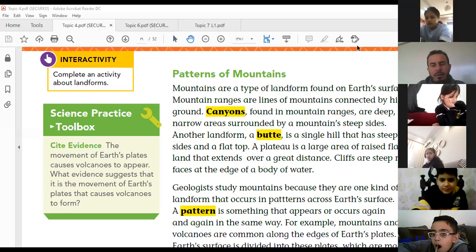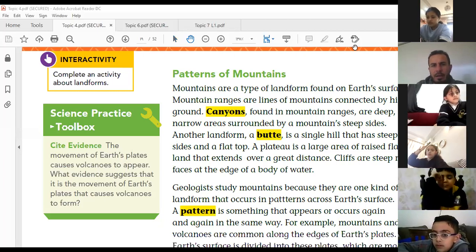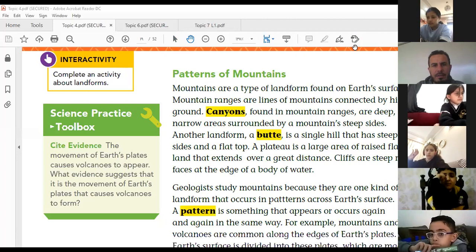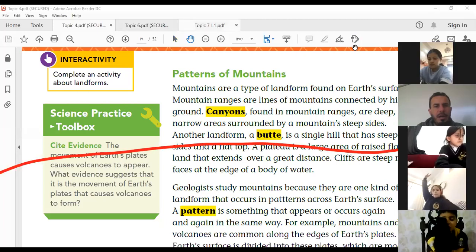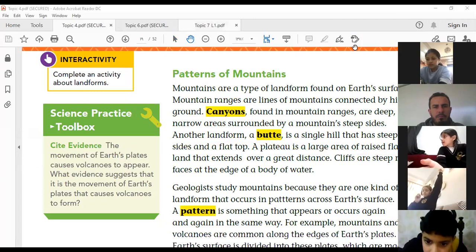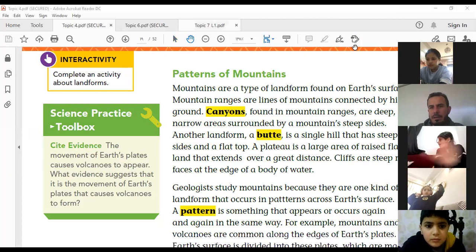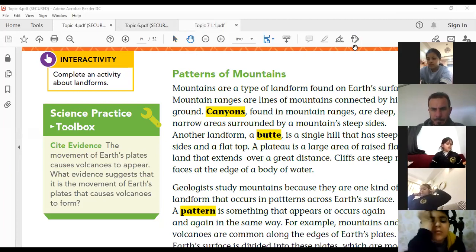What is the main idea or the title? What were we talking about? Please raise your hands. Who is writing on the board? Aram, can you answer? Yes, go ahead. The title is The Pattern of Mountains.